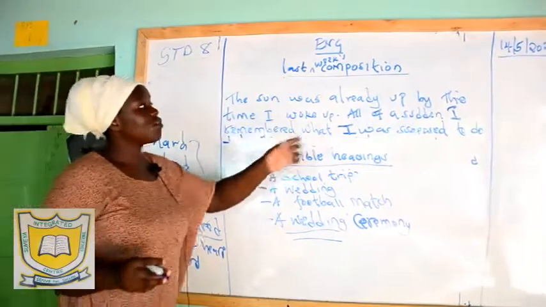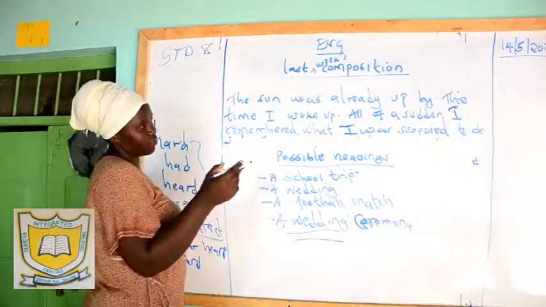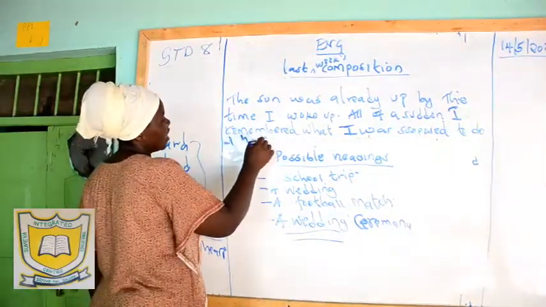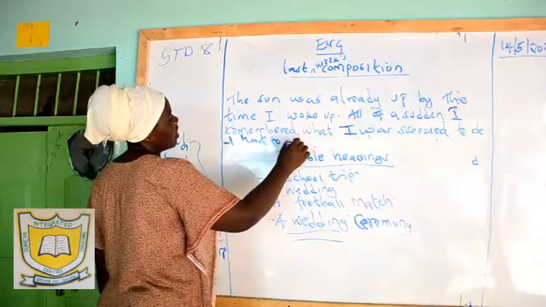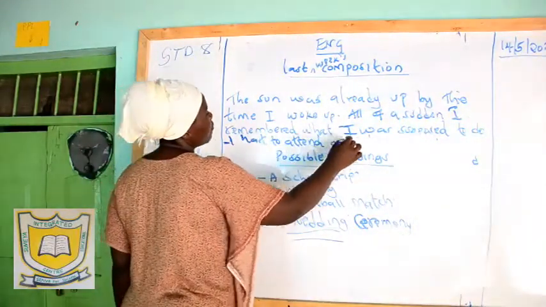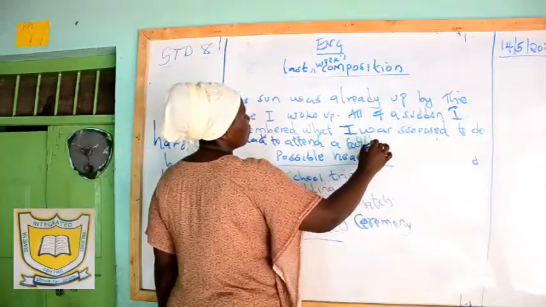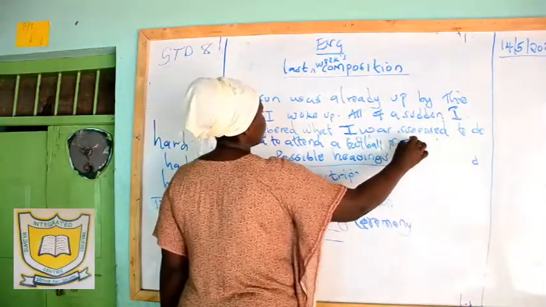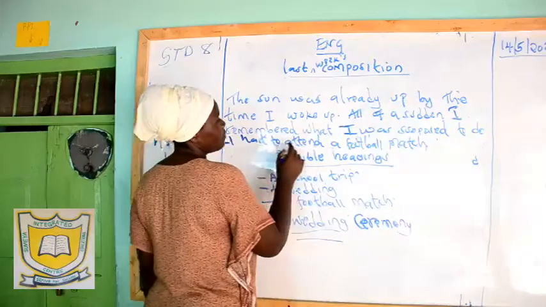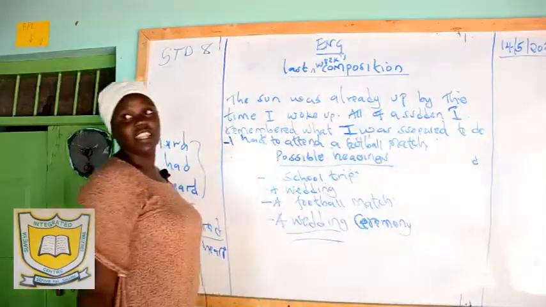You say, what I was supposed to do, I had to attend a football match. So 1, 2, 3, 4, 5, 6, 7. You had to attend a football match.